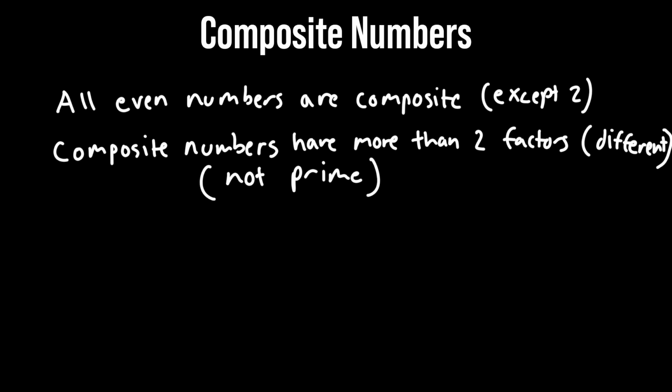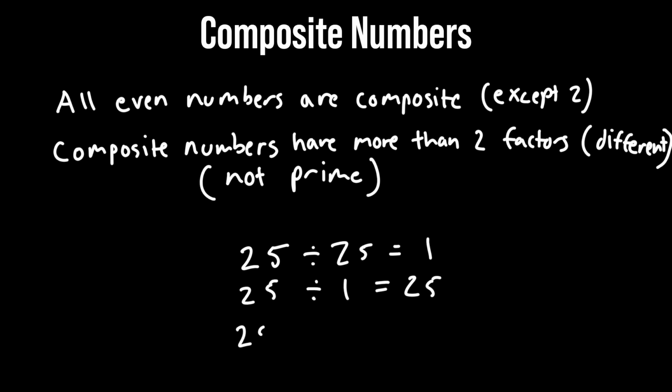Now let's take 25 for example. How do we know if this is composite? Well, it's not an even number, so we can't automatically call it out as a composite number. And it can be divided by itself and 1, of course. But 25 can also be divided by 5. And this is 5. And so because there are already 3 factors, we automatically know that it's composite.